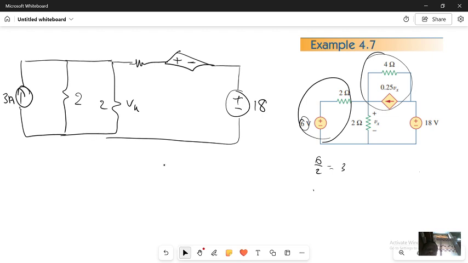Now, how to determine the value of this one? To determine the value of this one, I will take 0.225 multiplied by 4. It's going to be 1 Vx. I will have Vx here. Now, I have this 4. I want to determine the value of Vx. How? Let's see.